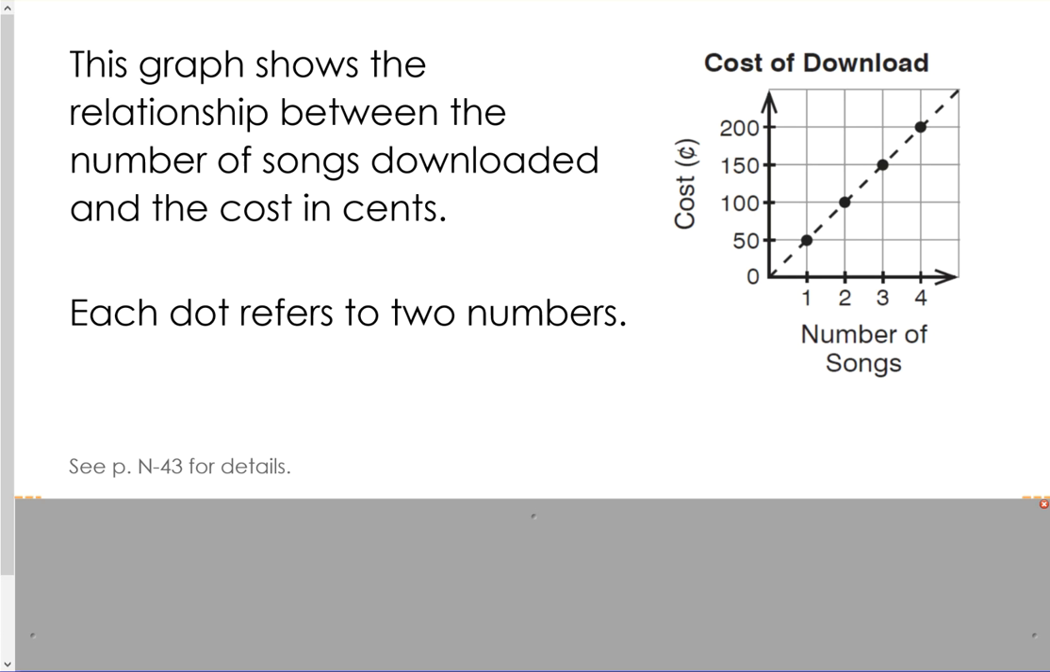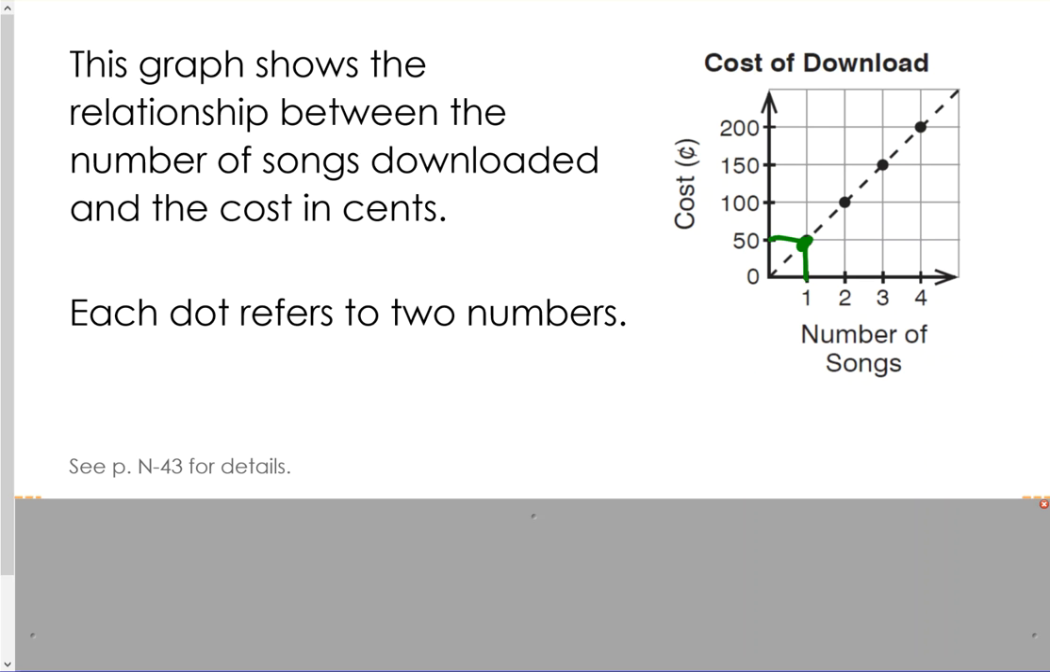This graph shows the relationship between the number of songs downloaded and the cost in cents. Each dot refers to two numbers. For example, this dot here refers to one song and 50 cents, two separate numbers.